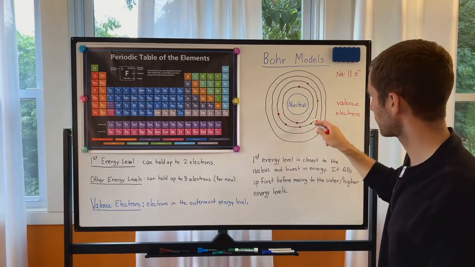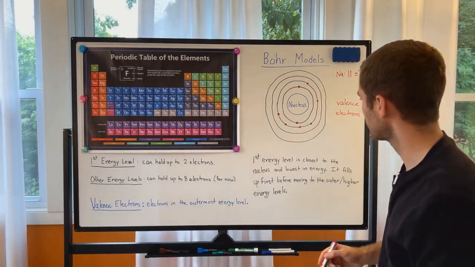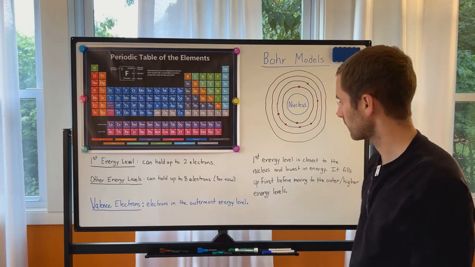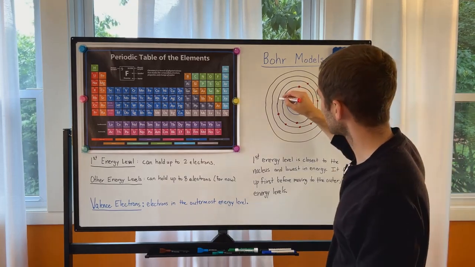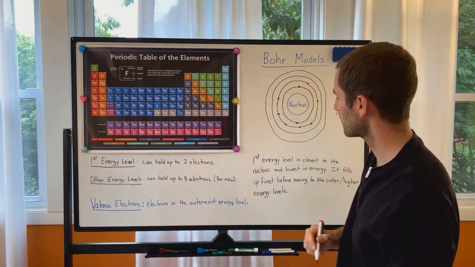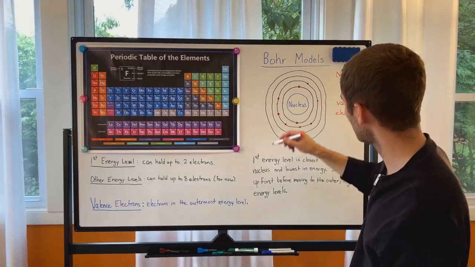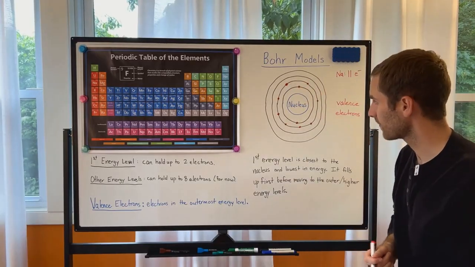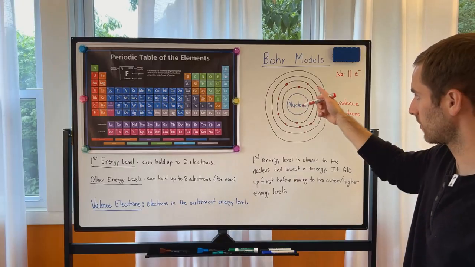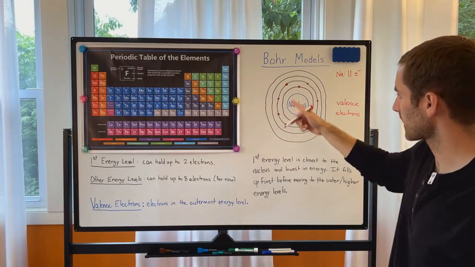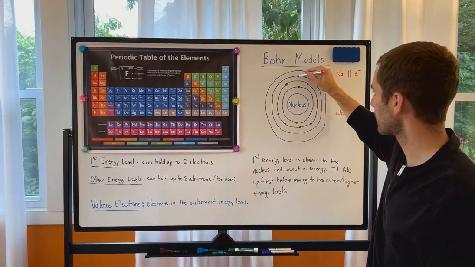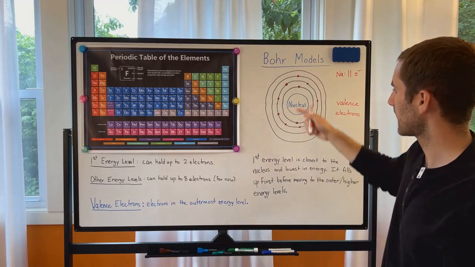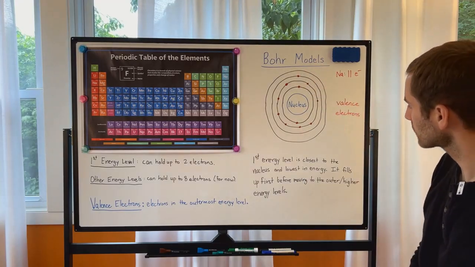So now we have a total of 6 in the second level. Remember, second level can hold up to 8. So this is the 7th in the second level and the 9th overall. This is the 10th overall, and now the second level is full. We still have 1 more left, but the second level is full, so that's going to have to go into the third. And now we've got 11 total.